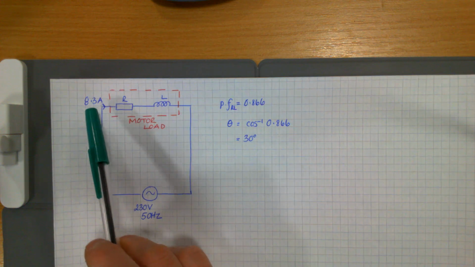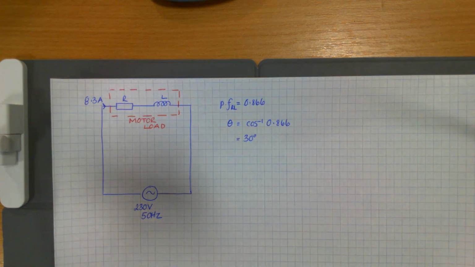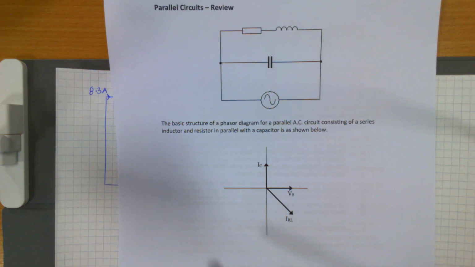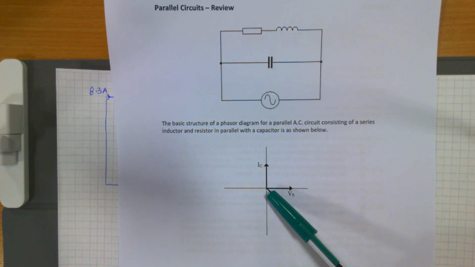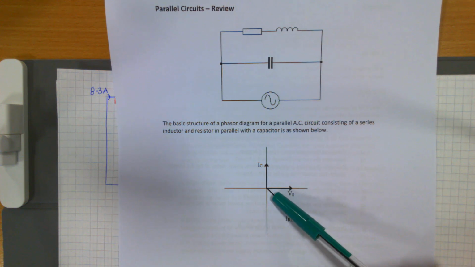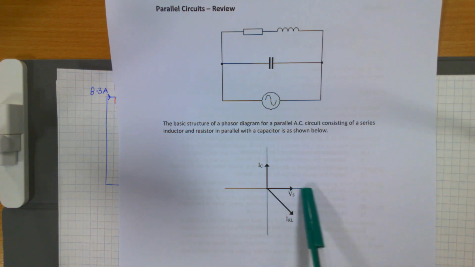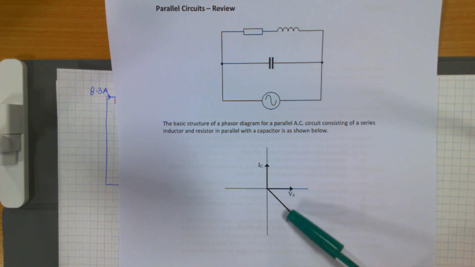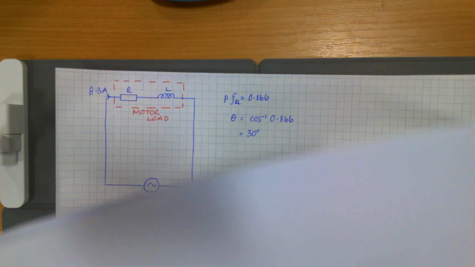So when you've got the current through your RL branch and you've got the angle, you should go back and look at your basic phasor structure, if you like. You know your IRL is going to be in this quadrant, and your angle gives you the angle from that reference axis, the angle where your VS would be. So if you draw out your phasor shape like this, you should be able to fit in your IRL being 8.3 and the angle of that should be 30 degrees. That's what you're trying to do.